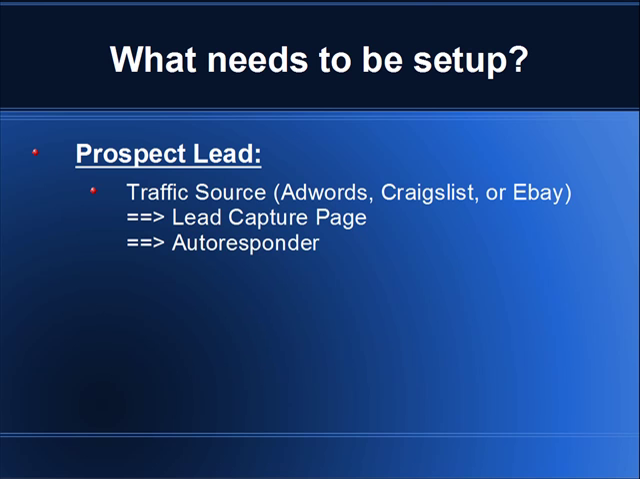You're going to have a traffic source, whether you use AdWords, Craigslist, or eBay, or any of them. You're going to point that traffic to a lead capture page, and then you're going to point them to an autoresponder. Because remember, prospect leads are actually the easiest to set up, because all you need to do is set up the lead capture page, put up your headline and your sales copy, and then put a button or a form at the bottom where people can grab a free report or a free video, relating to golf or something like that. That's what we're dealing with in relation to prospect leads.